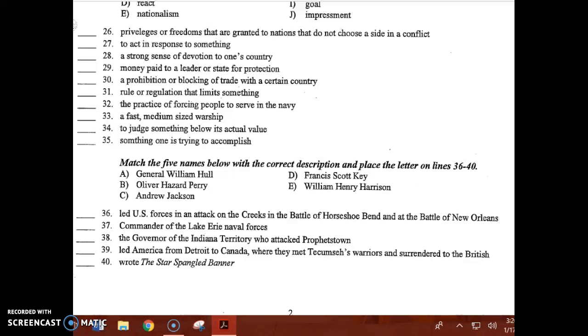Number 36. This person led U.S. forces in an attack on the Creeks in the Battle of Horseshoe Bend and at the Battle of New Orleans. Number 37. This person was the commander of Lake Erie Naval Forces. There's a monument to him up on Lake Erie. 38. This is the governor of the Indiana Territory who attacked Prophetstown. Number 39. This person led America from Detroit to Canada, where they met Tecumseh's warriors and surrendered to the British. And number 40. This is the person who wrote the Star-Spangled Banner.